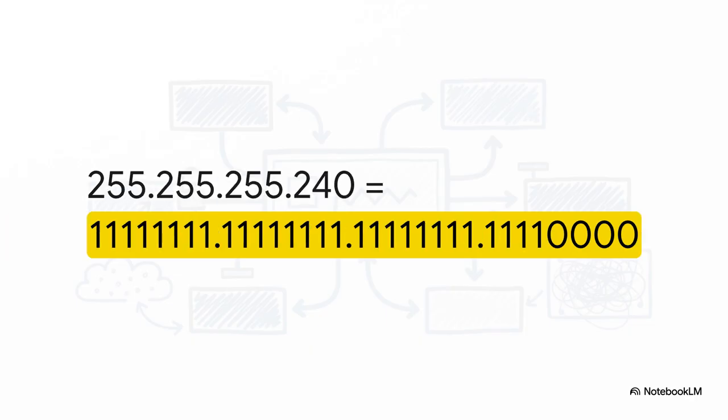Next, we bring in our special subnet mask. Just look at the binary pattern here. All those ones on the left, think of them as the keepers. They're going to preserve the network part of the address. And the zeros on the right, they're the erasers. They're going to wipe out the host part.